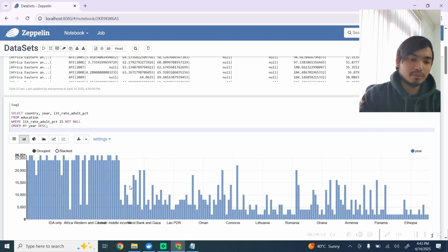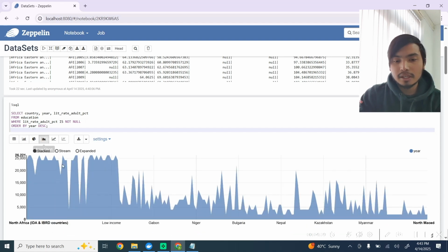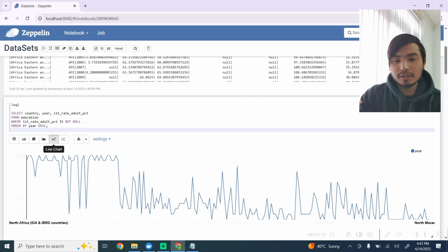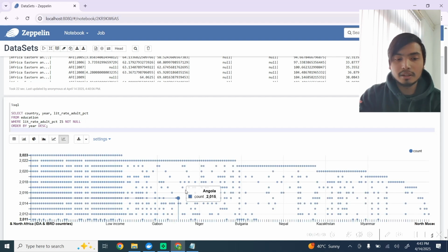So in conclusion, this study reveals a strong association between nutrition and educational success. The findings suggest that diverse nutrition positively impacts enrollment, literacy, and completion rates.